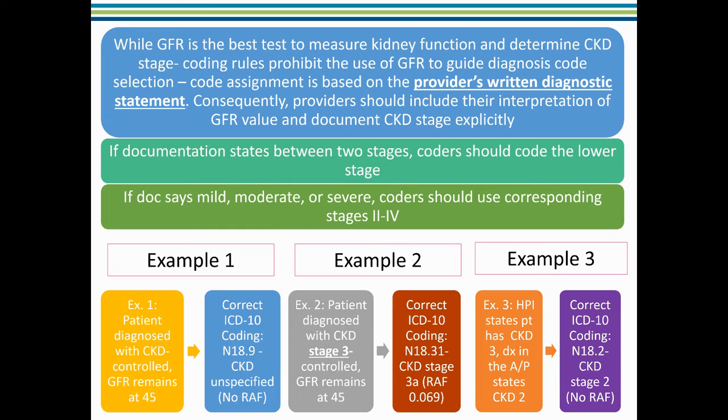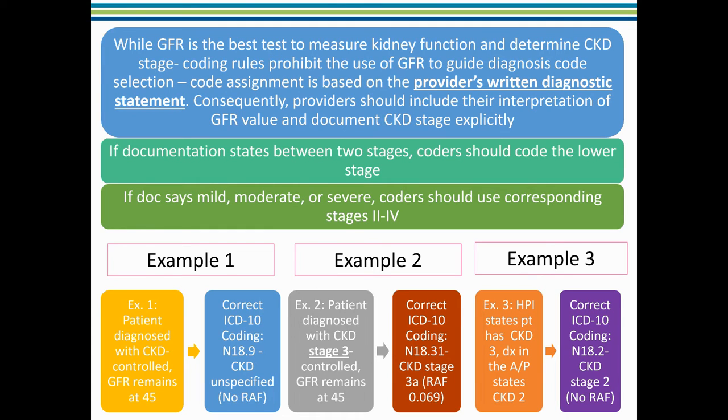Example 2, the patient was diagnosed with CKD stage 3, controlled, GFR remaining at 45. Since that stage 3 was added in there along with the GFR value, we were able to use that GFR value to guide us to the correct and most specific diagnosis code, in this case being N18.31 for CKD stage 3A.